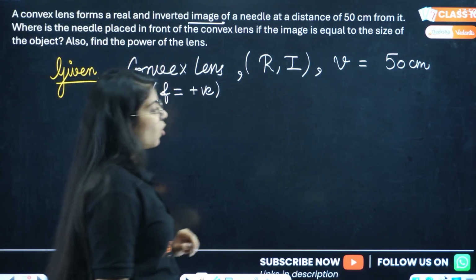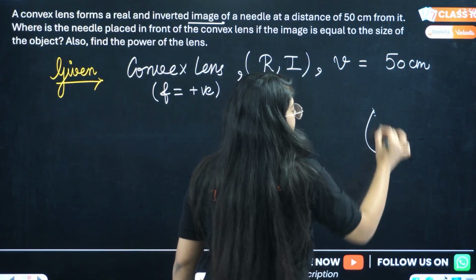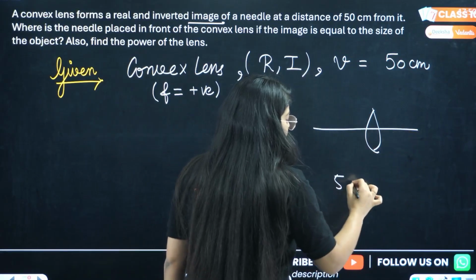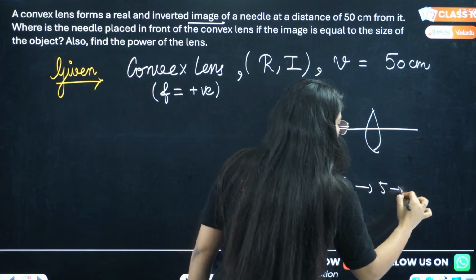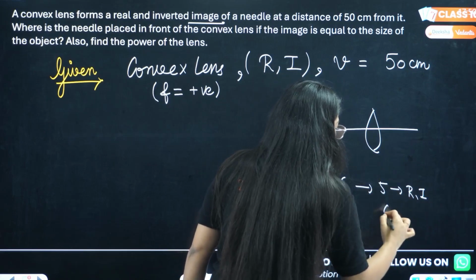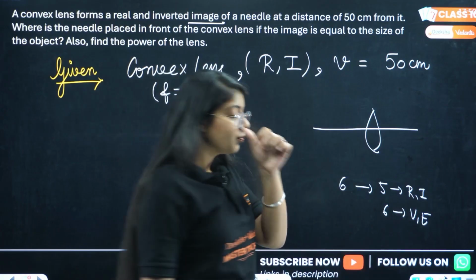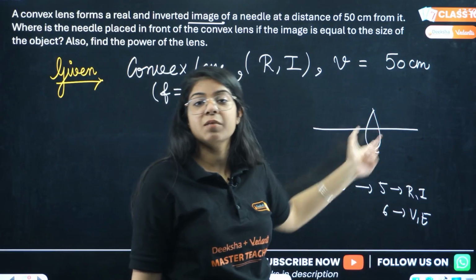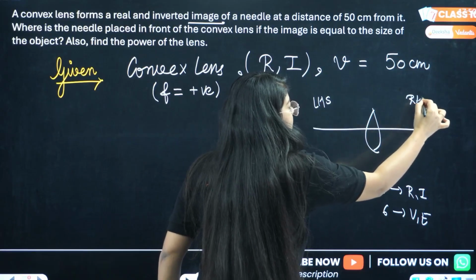See, this is a convex lens. Understand why I'm talking about this. It has 6 cases. The first 5 form a real and inverted image. The 6th one forms a virtual and erect image. Now, you have to know whether in these cases the image is formed on the left hand side of the lens or the right hand side.